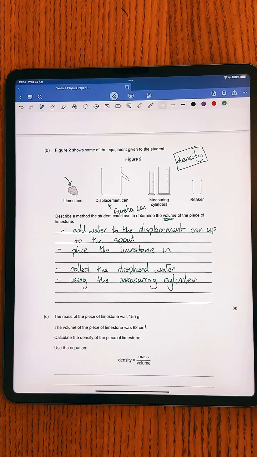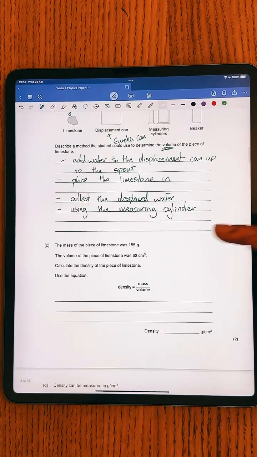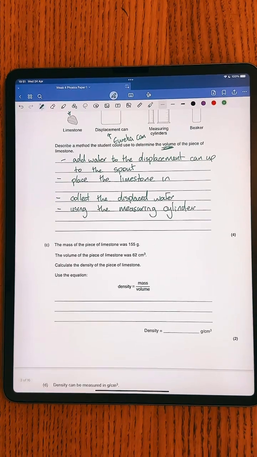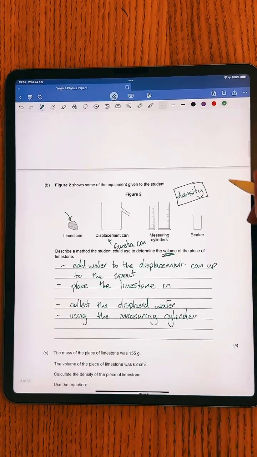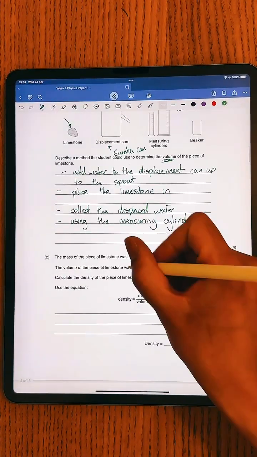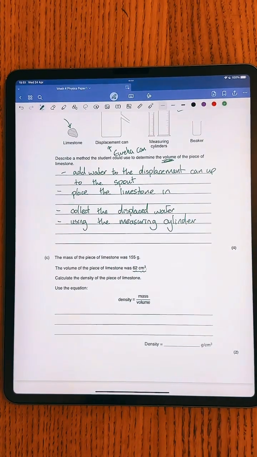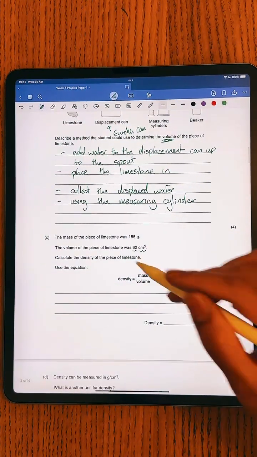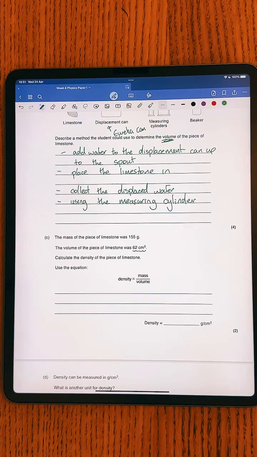Lovely. Okay, so we've just worked out the volume. So this next part is the next part of the practical. Remember, the whole aim is to work out density. So what you do after that is you use the volume you got. What they've said here in this question is the volume is 62 centimeters cubed. So they've done this experiment and they found that it was 62 centimeters cubed.